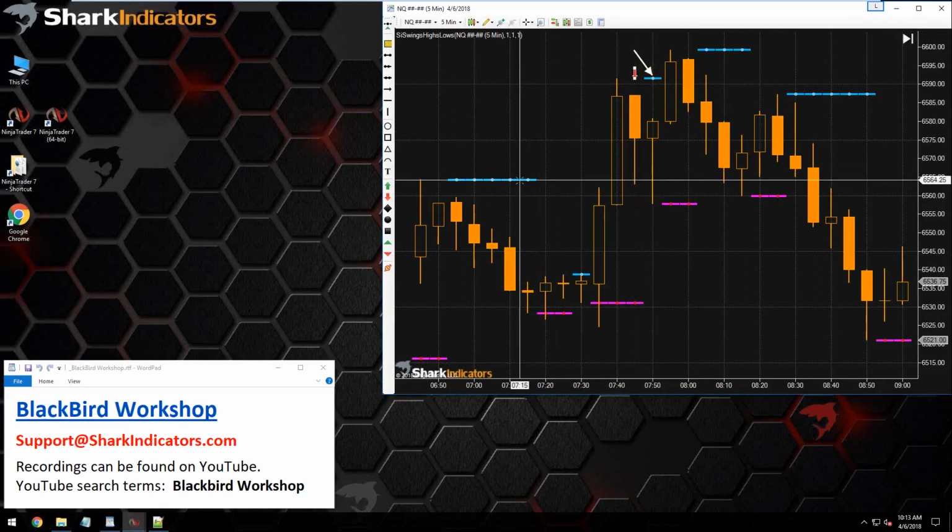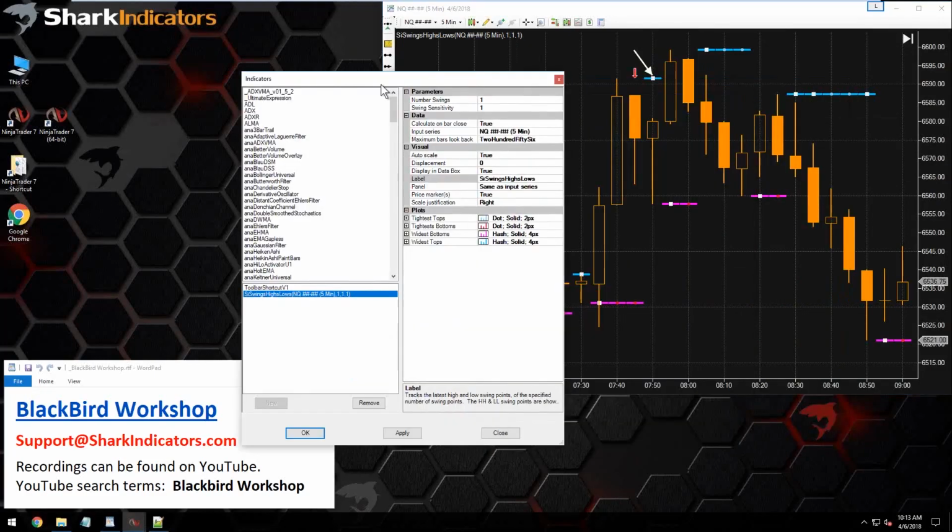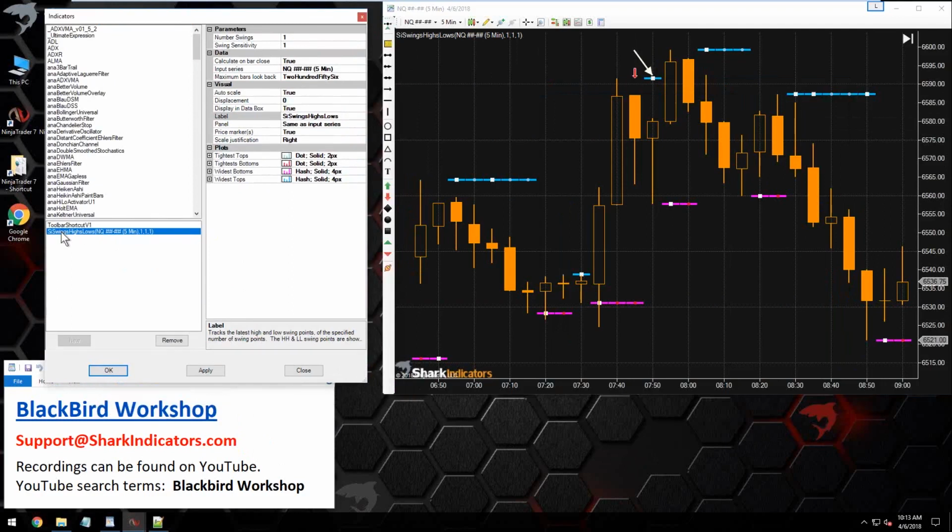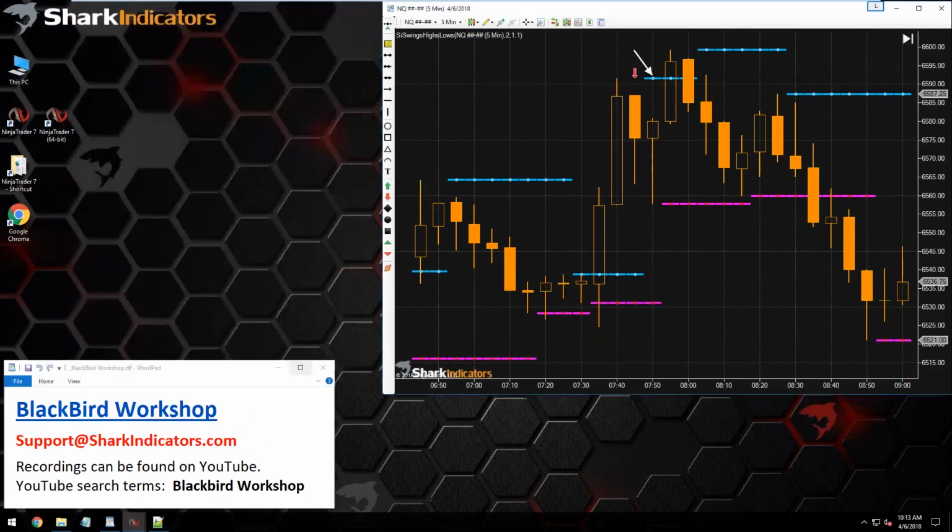Now, the easy answer, I would say, is to take a look at the SwingHighsLows settings. Thankfully, Jeff sent in a screenshot of his settings. The first thing I noticed is the number of swings is set to 1, and that's going to be the biggest issue right there. So if we set the number of swings to 2, let's hit apply. Now, actually, I guess I got to close this.